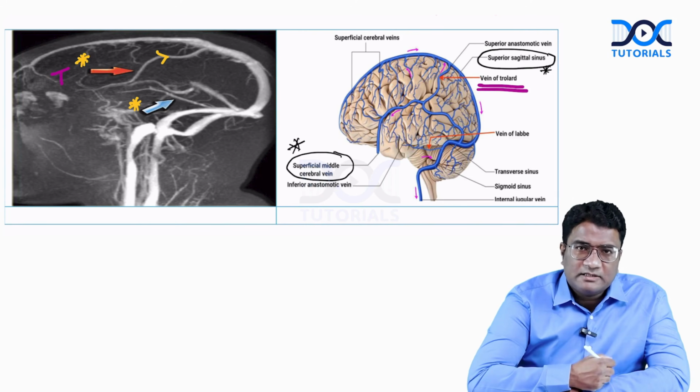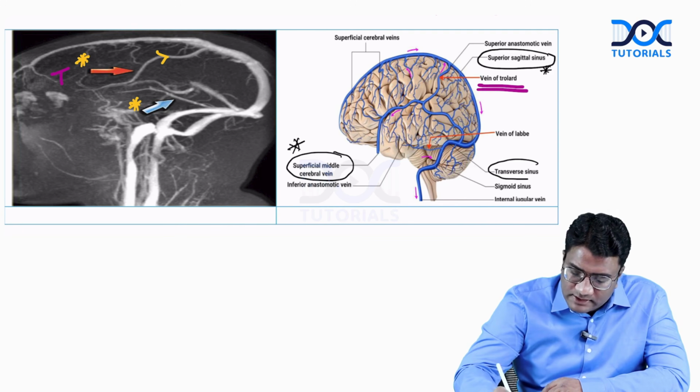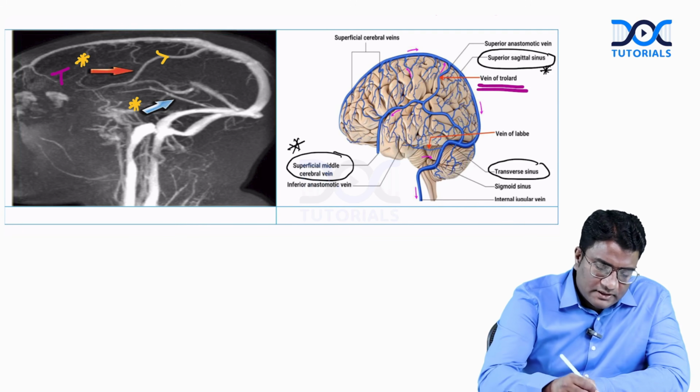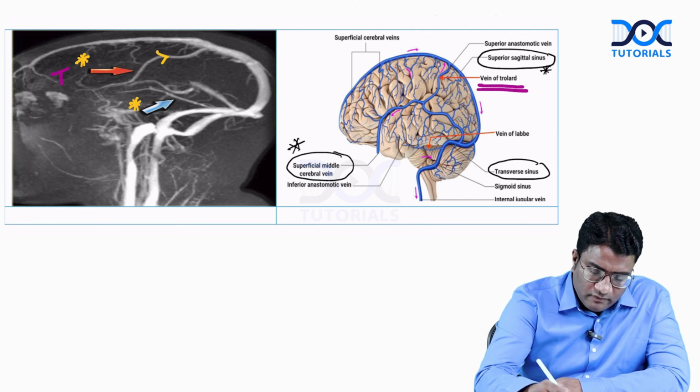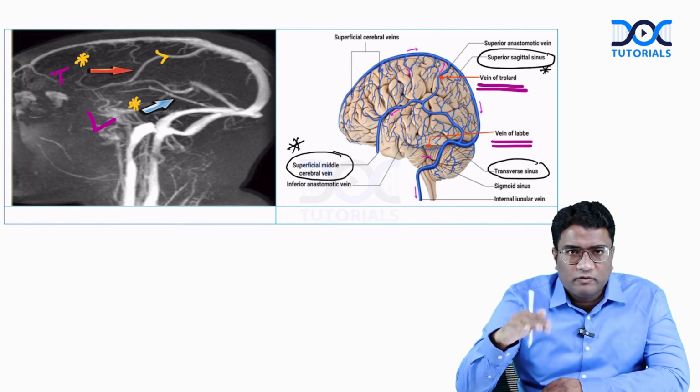And another anastomotic vein, but an inferior anastomotic vein, is joining the superficial middle cerebral vein with the transverse sinus. This inferior anastomotic vein is called the vein of Labbe. So the Labbe is the lower one, L. So the vein of Labbe is the lower one.